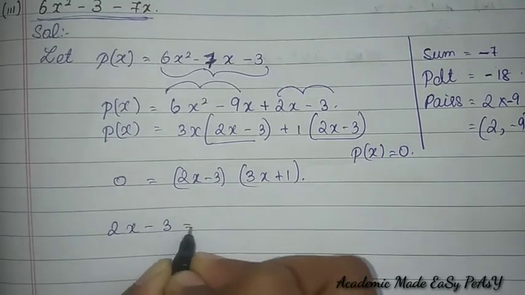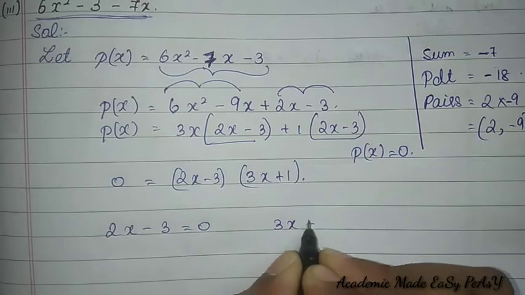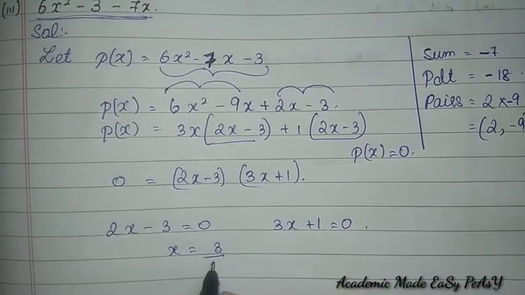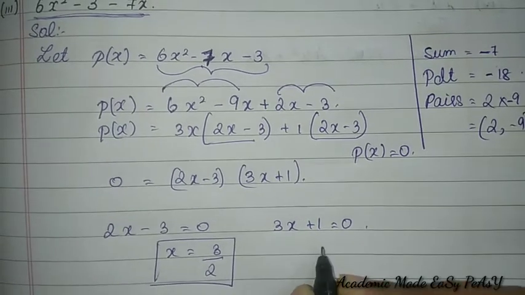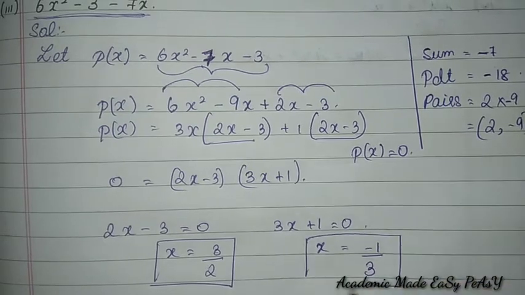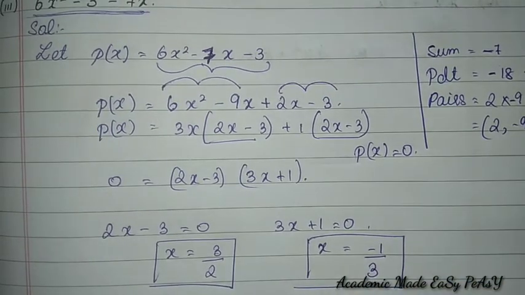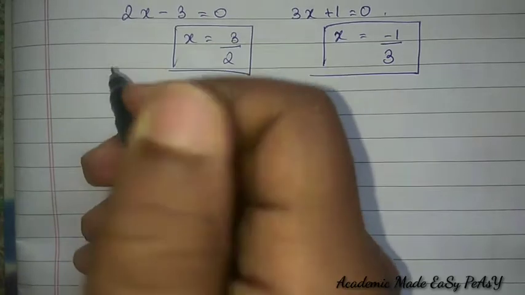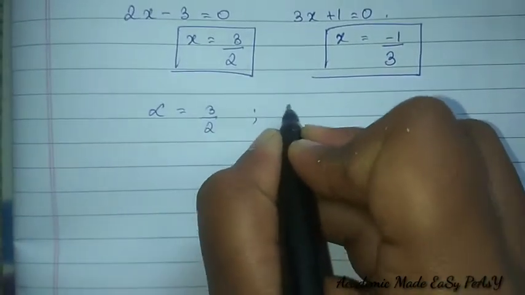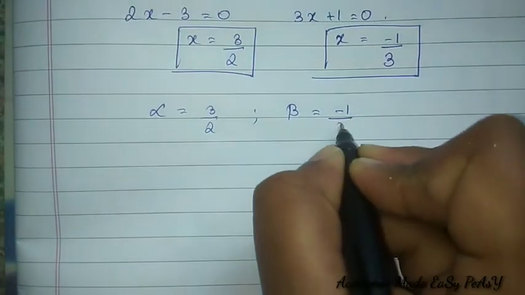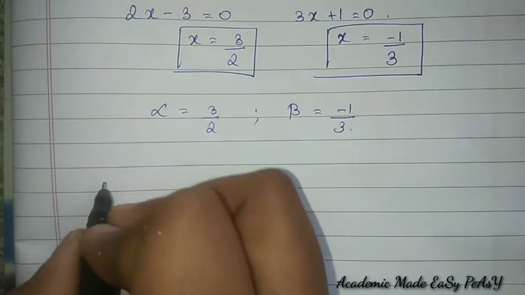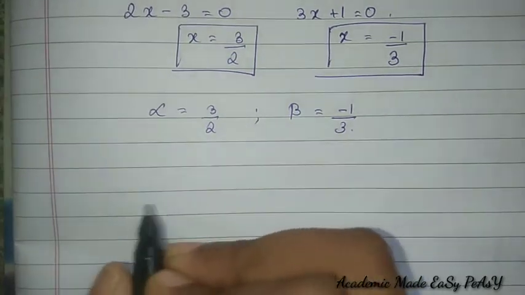2x minus 3 is equal to 0. 3x plus 1 is equal to 0. So x is equal to 3 by 2. And here x will be minus 1 by 3. So these are the 2 zeros of the polynomial required. Now I will take this as alpha is equal to 3 by 2 and my beta is equal to minus 1 by 3. So now I will just take the relationship between coefficients and zeros.